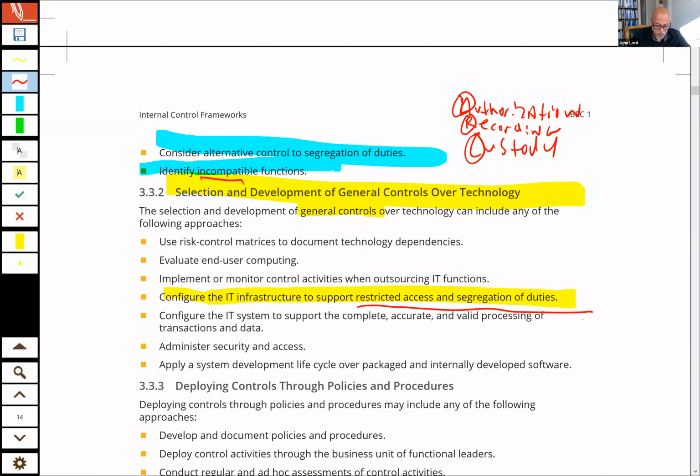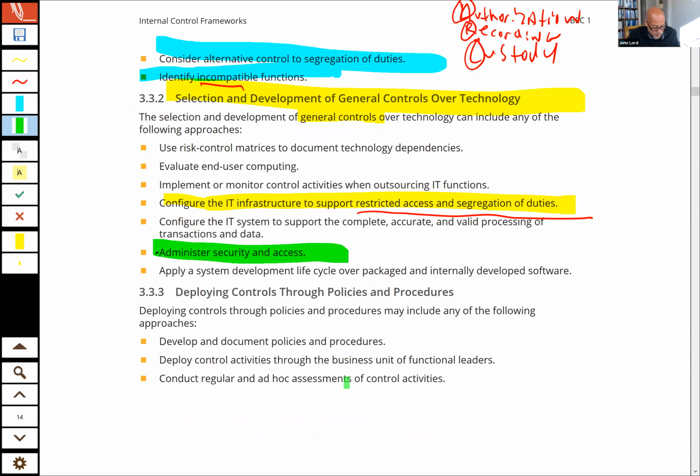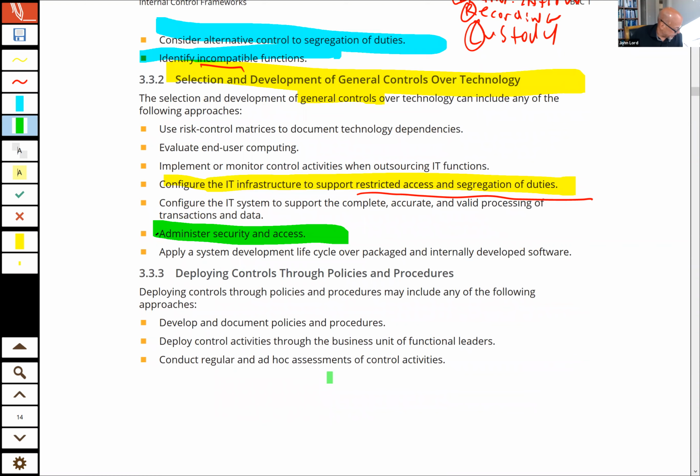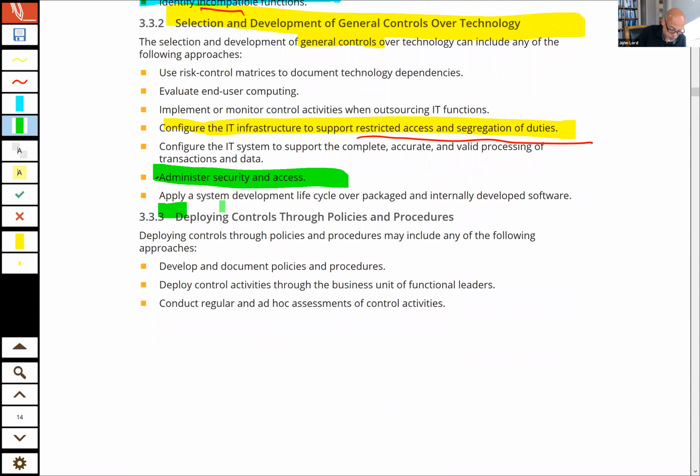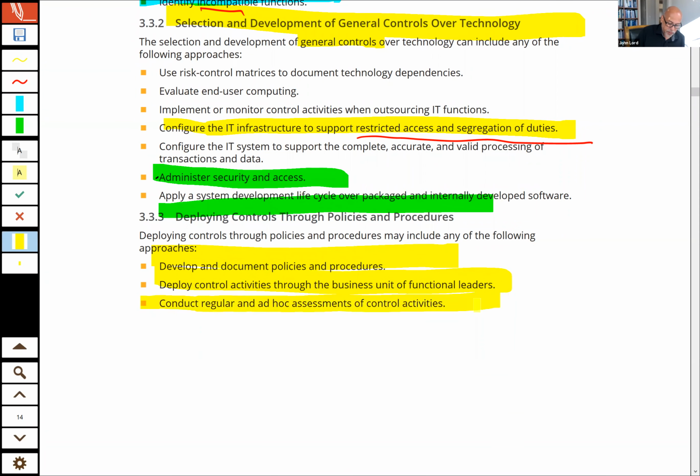Okay, these are considered general controls in an IT system, administrative security access, et cetera. Now, you come down, and you can see that we have developing controls through policies and procedures. So of course, we're going to develop policies and procedures, deploy control activities through the business unit, and conduct the regular ad hoc assessment of control activities.